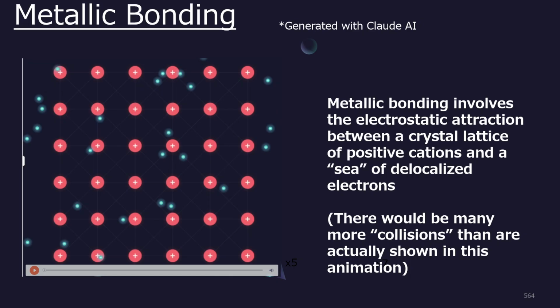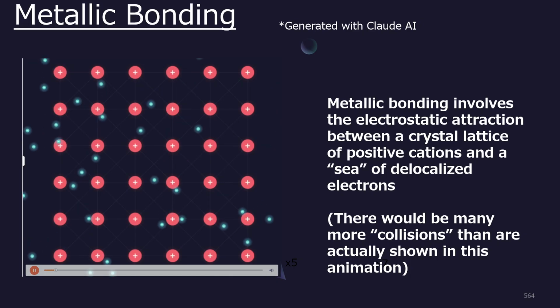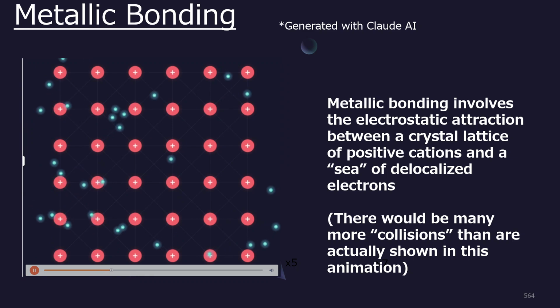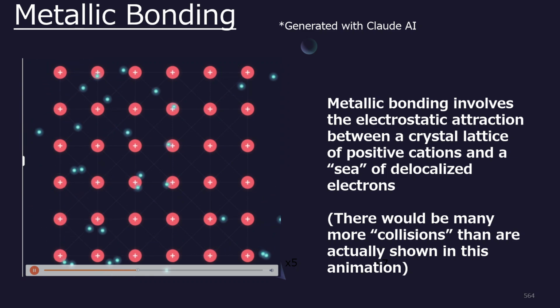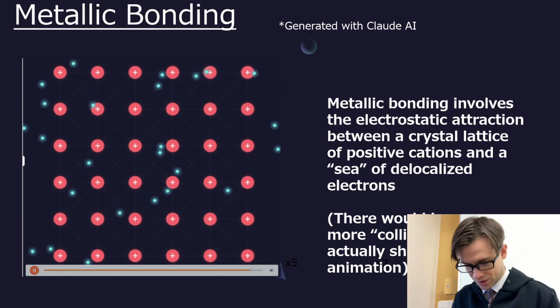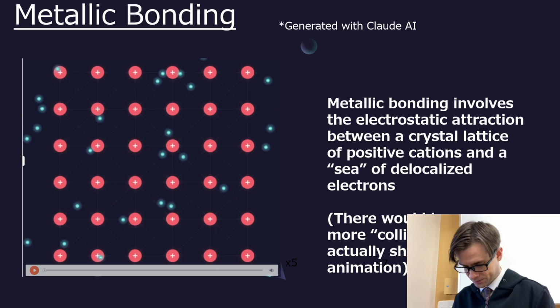And I have a note here that there would be many more collisions than I'm actually showing here. It kind of just shows the electrons pass over or through, but really they could collide with each other and collide with the lattice. So this was generated with Claude. I think it's just a generally good representation of the delocalized electrons.